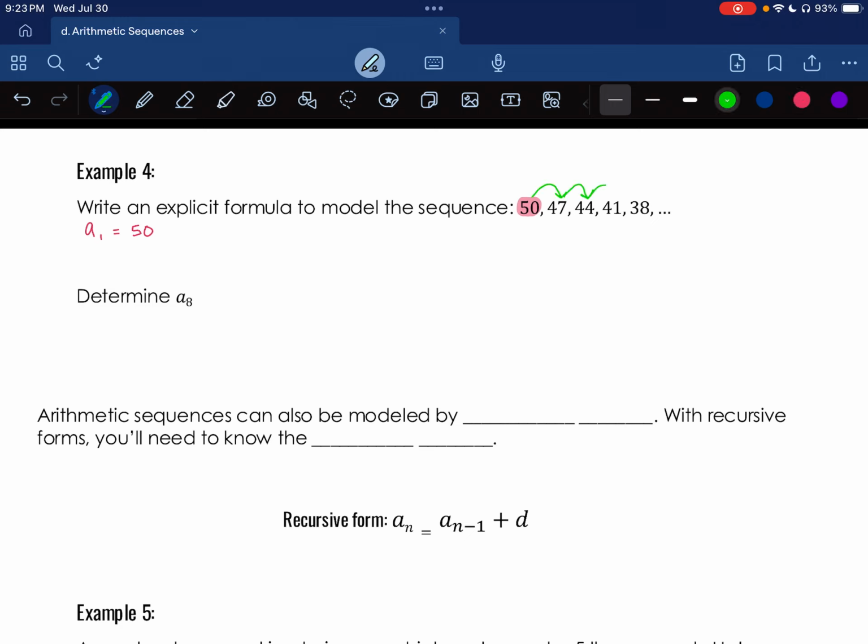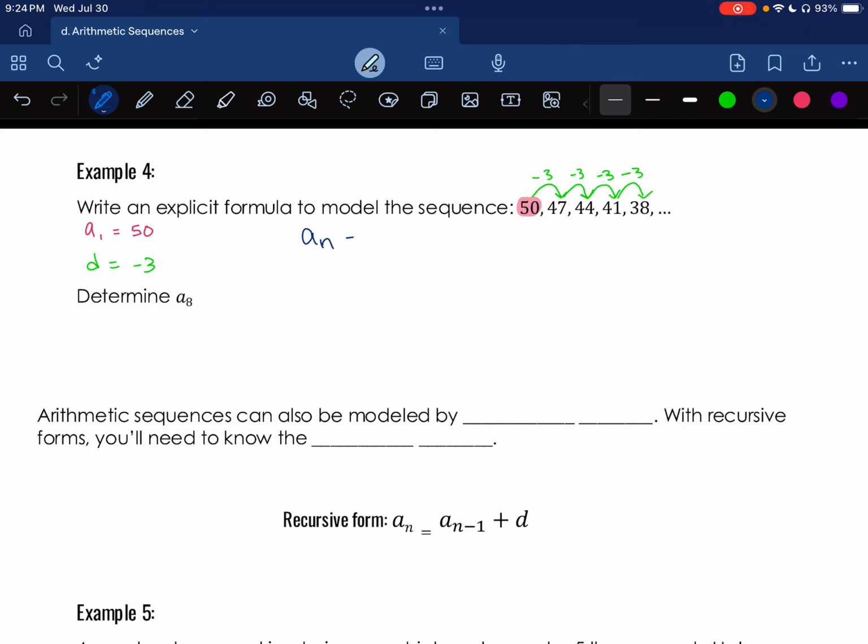So totally fine that my common difference here is subtraction. So let's write our model. So I'll have A sub n equal to 50, then it'll be minus 3 times n minus 1.